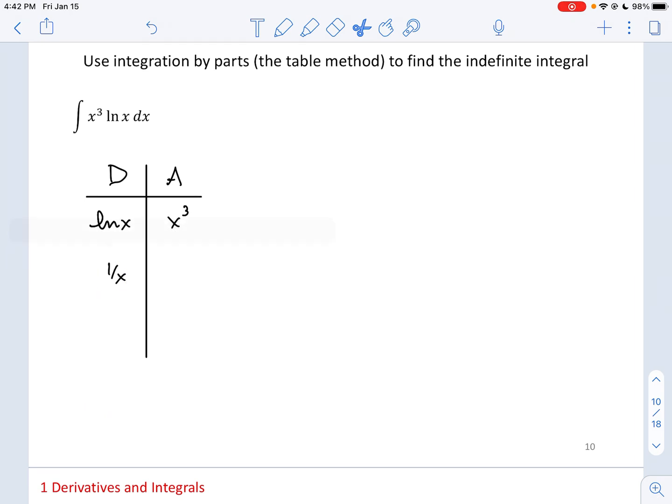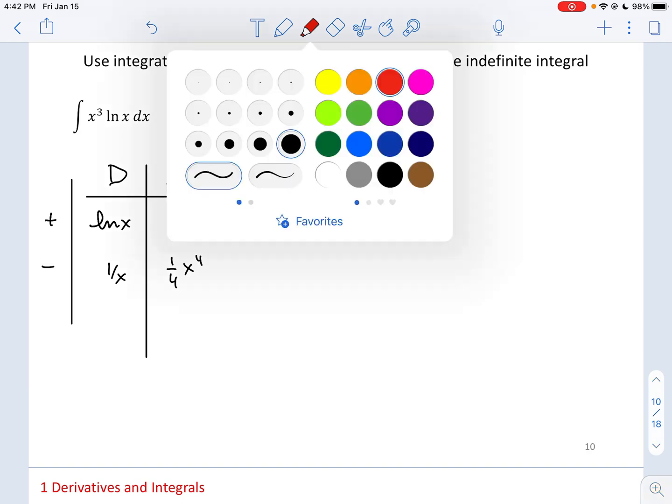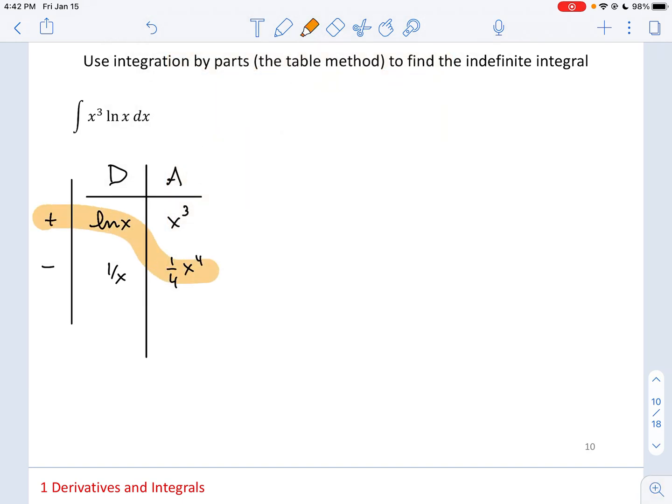So we get 1 over x is the derivative of natural log of x. Do one antiderivative of x cubed. That's 1/4 x to the 4th. And then stop the table. Of course, put your sine column over here, plus minus. And we're going to do this diagonal product is done. And then we have a horizontal product to finish this out that we need to integrate still.